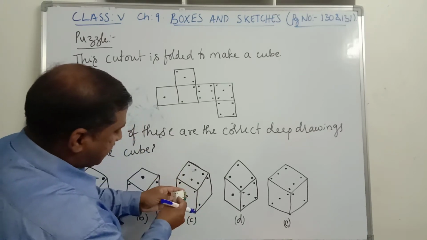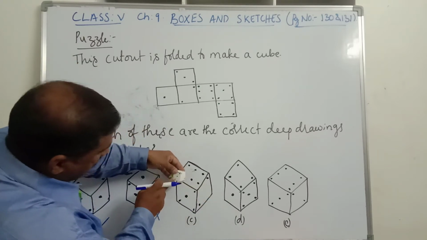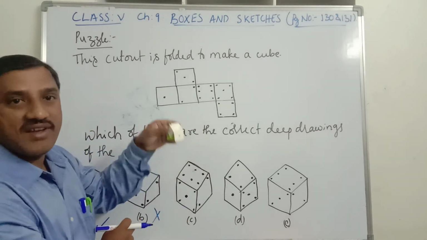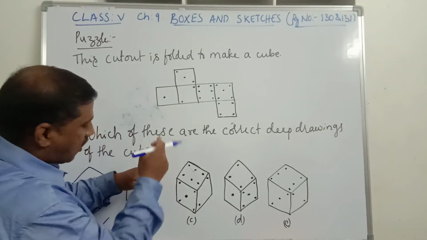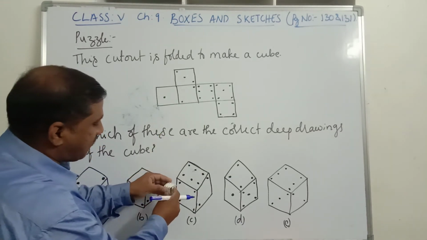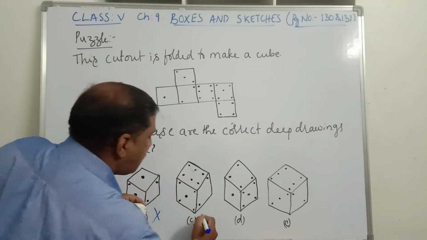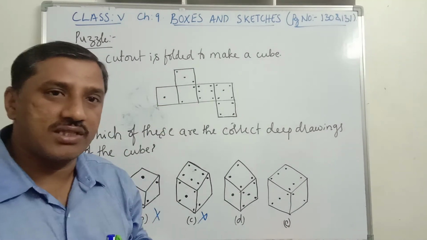and then here 6 dots, and here we have 2 dots, but on this side we have 3 dots, but here how many dots are there? A 5-dotted face. So at the front we have 2 dots, and on the top we have 6 dots if we keep it like this. Therefore, this does not represent the cube of the given cutout.